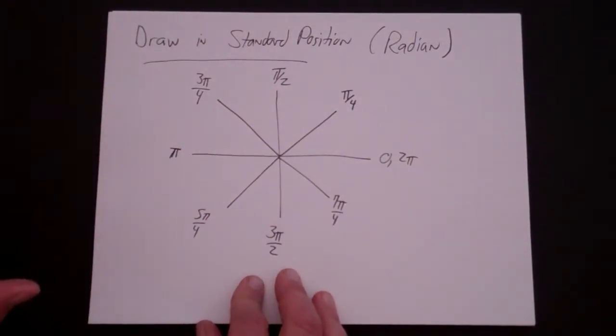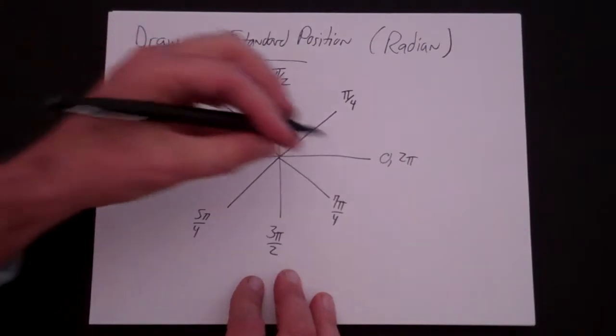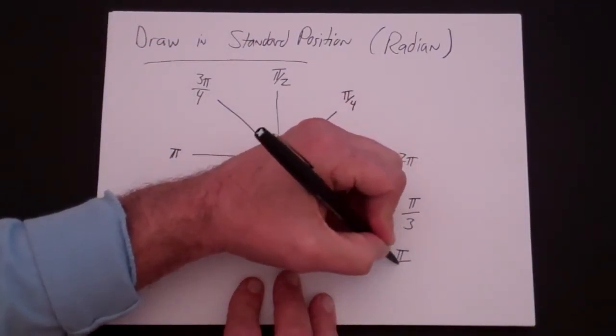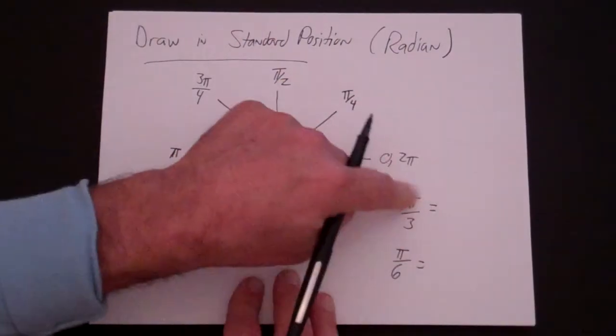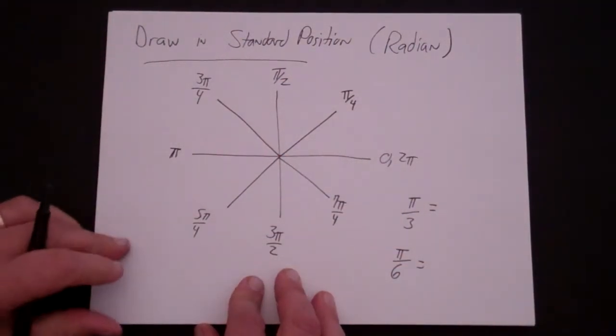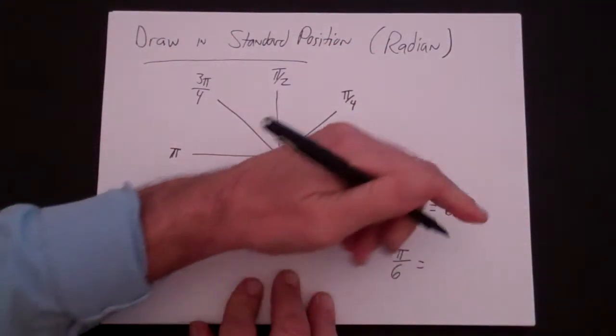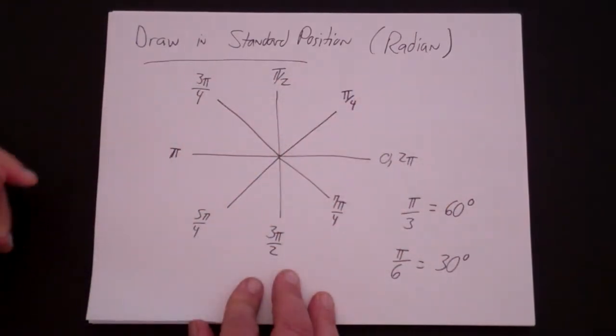There's two others that are very important that I just want you to memorize straight. And that's pi over 3 and pi over 6. You can always use a formula to change it, but these are so common you want to have them memorized. Pi over 3 is going to be 60 degrees, and pi over 6 is 30 degrees.